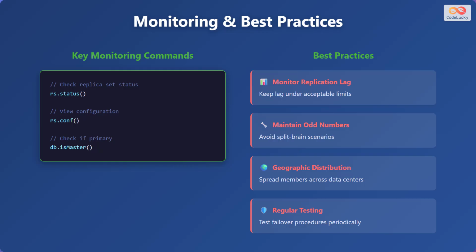Important best practices include monitoring replication lag to ensure it remains within acceptable limits, maintaining an odd number of members to avoid split-brain scenarios, geographically distributing members across data centers for increased resilience, and regularly testing failover procedures to ensure they function as expected.